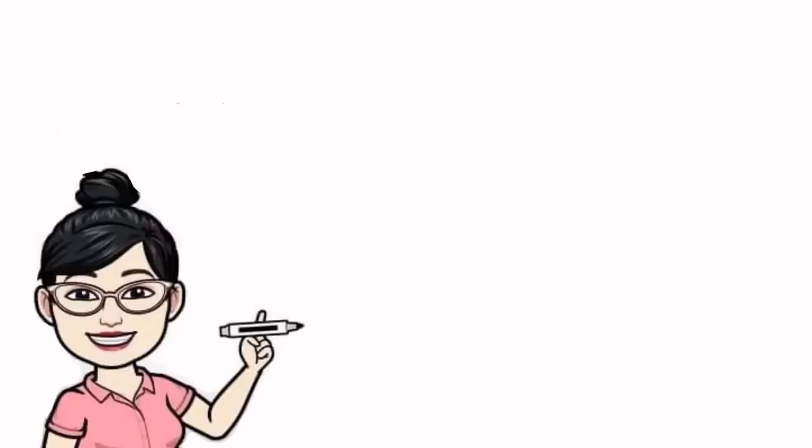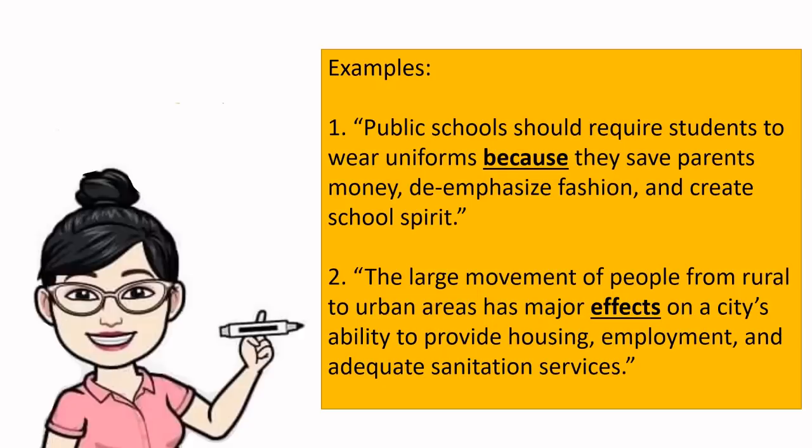Here are some of the examples. Public schools should require students to wear uniforms because they save parents money, they emphasize fashion, and create school spirit. The large movement of people from rural to urban areas has major effects on a city's ability to provide housing, employment, and adequate sanitation services. The problem cause or process solution approach will first describe the problem, then analyze the cause or responses to the problem, and then will lead to a solution.